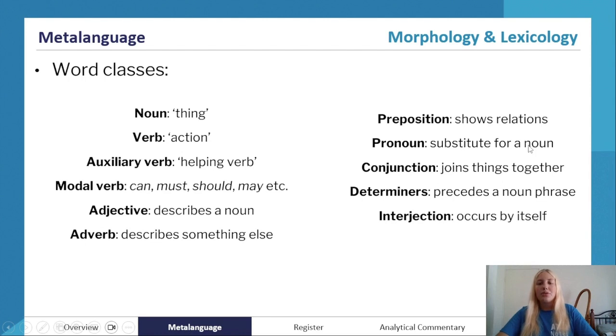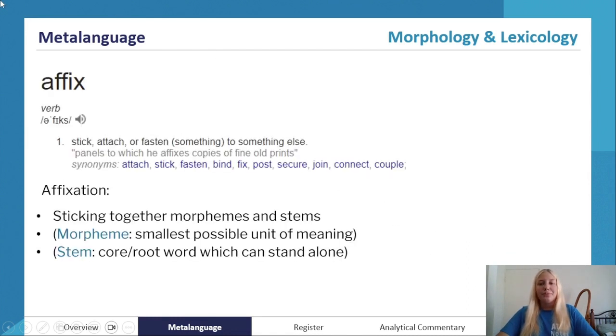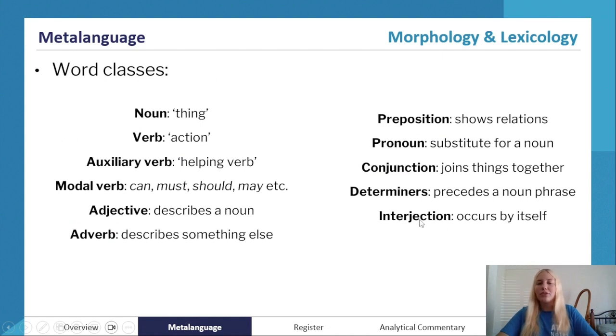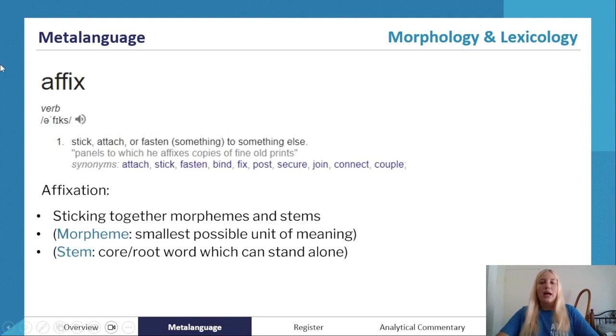A pronoun is a substitute for a noun. Everyone knows what a pronoun is in 2024, so that's easy. Conjunctions join things together. They're the parts, the little words that help to join a sentence so it sticks. Determiners precede a noun phrase, and interjections occur by themselves. Beautiful. So I recommend just find an example for especially the smaller ones that you think you still might confuse. And we'll look at affixation next.